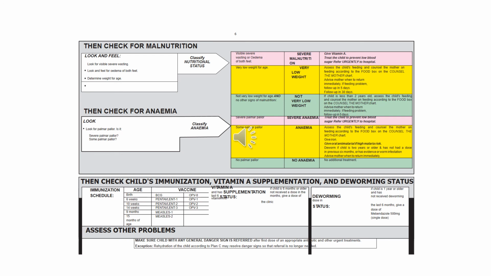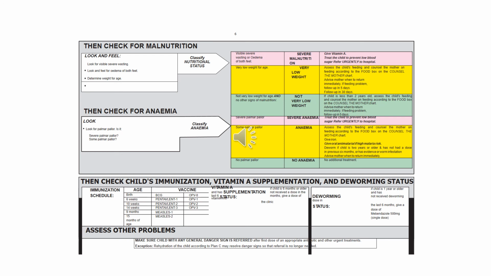Now, if there is no palmar pallor, the child is diagnosed as having no anemia, and it falls into the green zone. And if this child is less than 2 years old, you have to assess the feeding of the child, and you have to counsel the mother according to the feeding recommendations which are given by the WHO. And if there is any feeding problem, follow up is advised after 5 days. Now, this is how you are going to check the malnutrition and anemia according to the WHO guidelines.